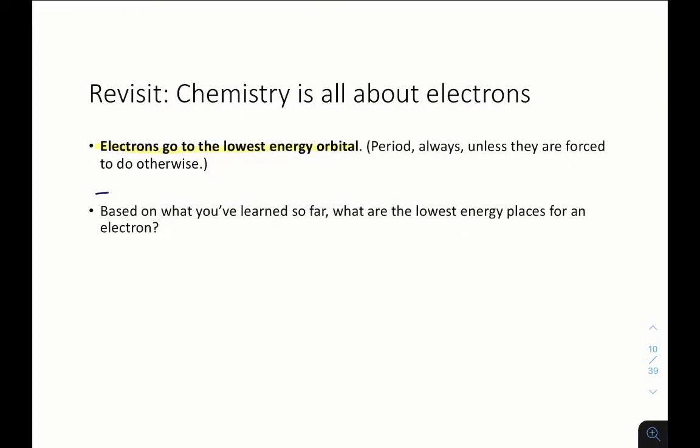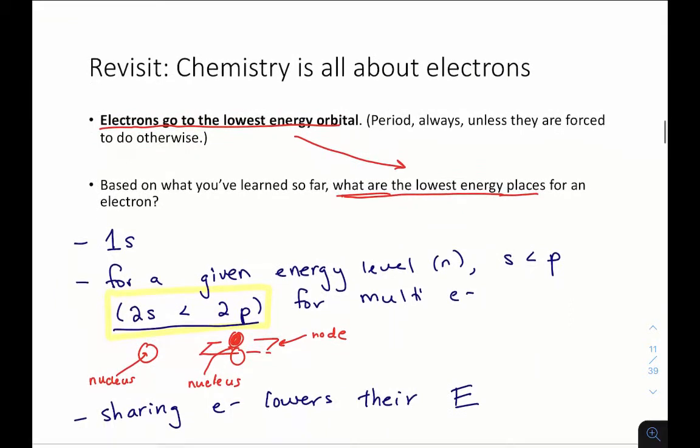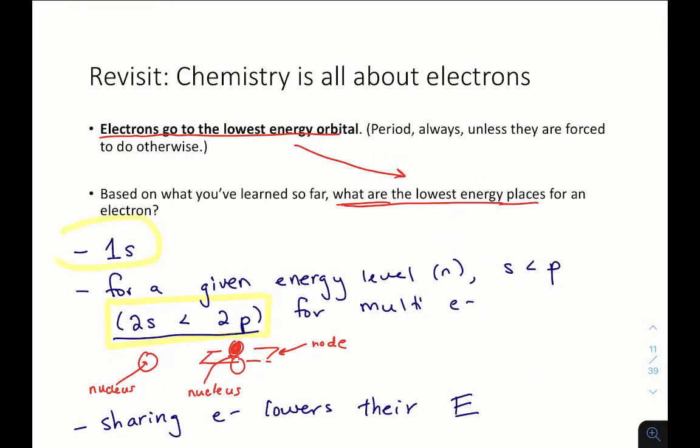Take a moment, pause the video, and list some low energy places for an electron to be. Let's compare. The absolute lowest energy atomic orbital is the 1s orbital. For a given energy level n, the s subshell will be lower energy than the p subshell when there's more than one electron. And I will quickly explain that. And if you don't want to hear the explanation, that's fine. You don't have to. This has to do with the nature of s versus p orbitals.